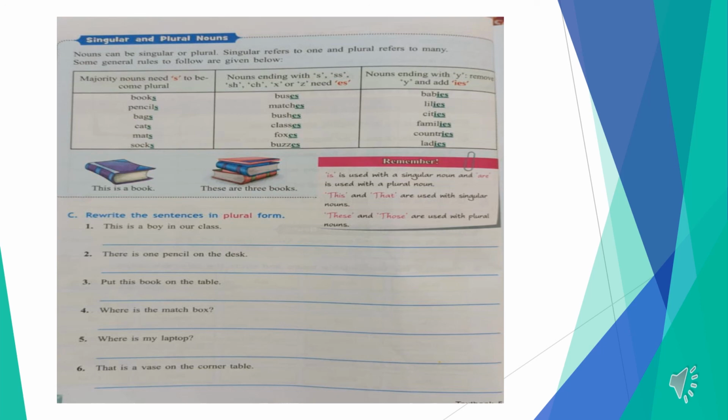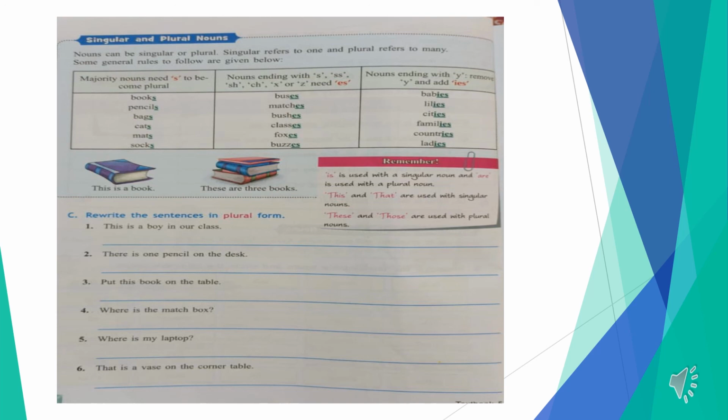So there are some of the rules to remember. Is is used with the singular and are is used with the plural. This and that are used with singulars. These and those are used with plural nouns. Okay, rewrite the sentence in the plural form. This is a boy in our class. These are the boys in our class.